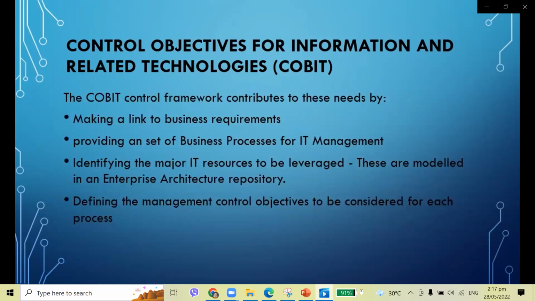The COBIT control framework contributes to these needs by making a link to business requirements, providing a set of business processes for IT management, and identifying the major IT resources to be leveraged. This is modeled in an enterprise architecture repository, defining the management control objectives to be considered for each process.